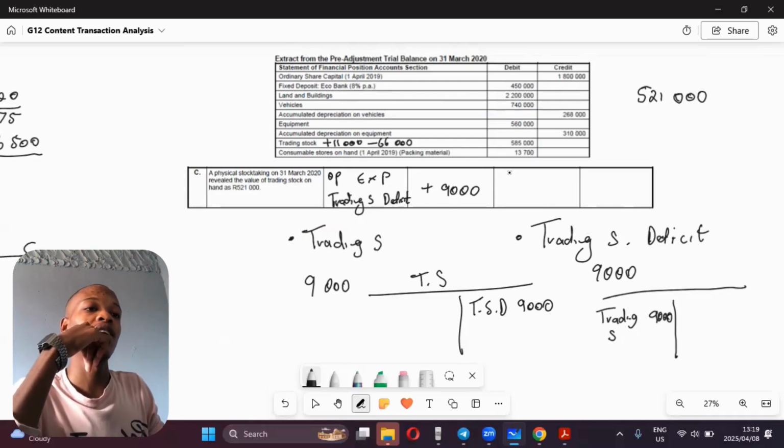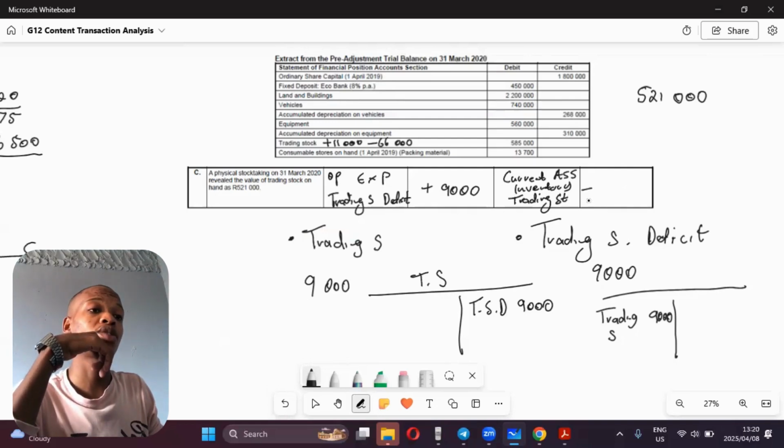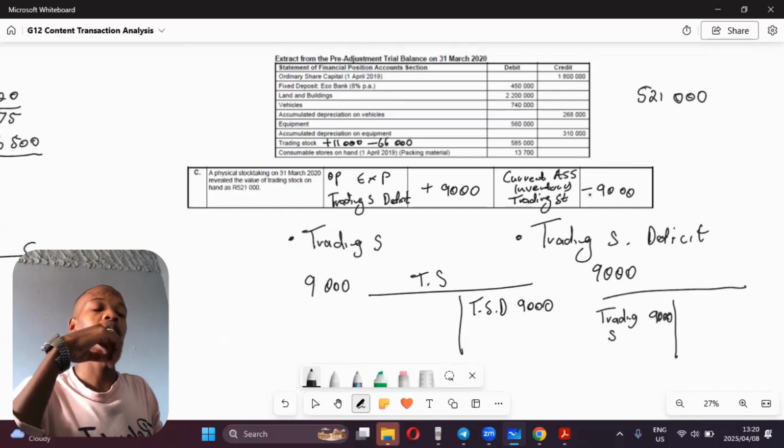And then the second two spaces are for the balance sheet. So for the balance sheet, remember, it's going to affect current assets. Which account is affecting current assets? It's trading stock, or inventory. Remember, under current assets, it's going to go straight to inventory. And then under inventory, trading stock is going to be deducted by 9,000. Okay, we're going to be deducting 9,000.